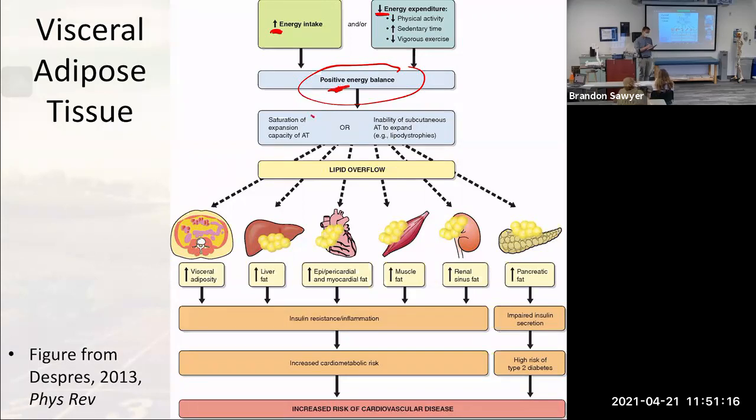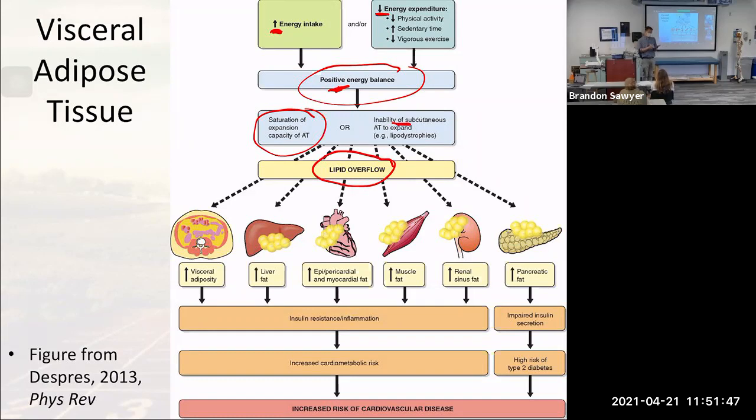And so at some point, when your subcutaneous adipose tissue, which is the stuff under our skin, gets full, the body still says, okay, that fat's full, but I'm still going to hold on to these calories. So then it sends it to visceral adipose tissue instead. So it's this idea of lipid overflow, the inability of subcutaneous adipose tissue to expand. If we can't increase our subcutaneous adipose tissue anymore, then we have to send those excess calories somewhere else.